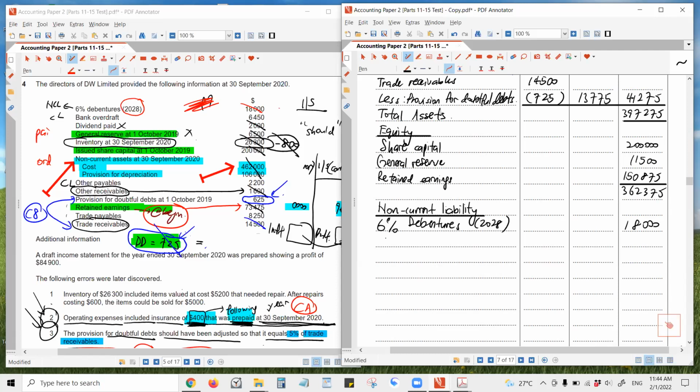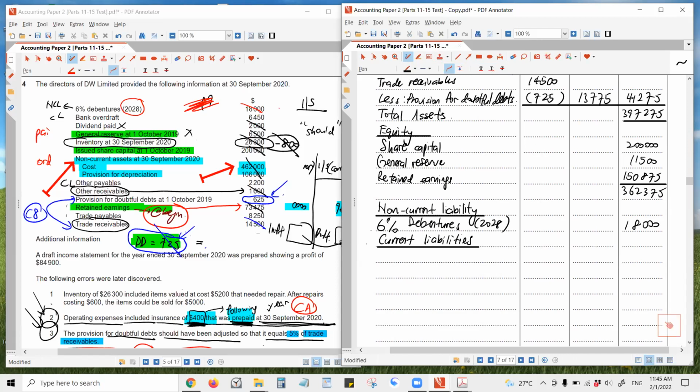Don't unnecessarily leave any row of space. Okay. So you see, after writing down the 6% debentures, I'm not going to leave any empty row. I continue on to the current liabilities. Because sometimes the examiners could be stingy and they give you just enough space to complete the answers. Okay, we would not know. So save as much space as possible. Don't leave any unnecessary space.